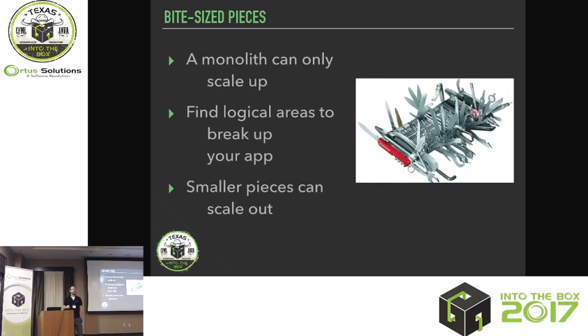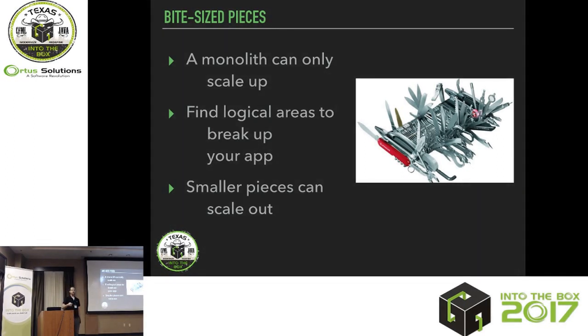So bite-sized pieces, right? A lot of our apps kind of look like that Swiss Army knife, which, if I had that, I'd carry it around, man. I would use that sucker. But a monolith can only really scale up when you have a server and you just keep adding hardware to it, because it's one big application and you can't really spread it out. So we have to find logical areas to be able to break up our applications. Where are the dividing lines where we can break pieces off and separate them out to be able to containerize, separate your app and become more microservice oriented? So the smaller the pieces you have, the easier you can scale out.